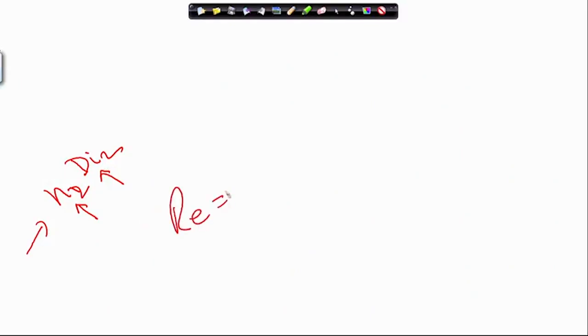Now, Reynolds number is equal to what? Reynolds number is proportional to N2 for the bigger reactor, DI2 squared. We know the N2 value, we have the DI2 value, so we can easily calculate the value of the Reynolds number.